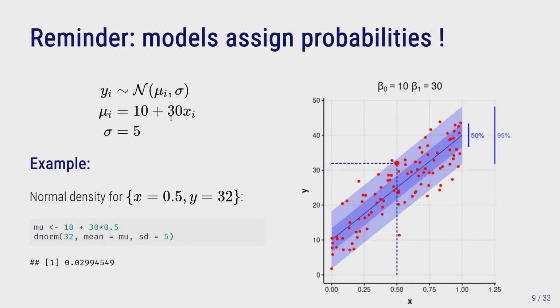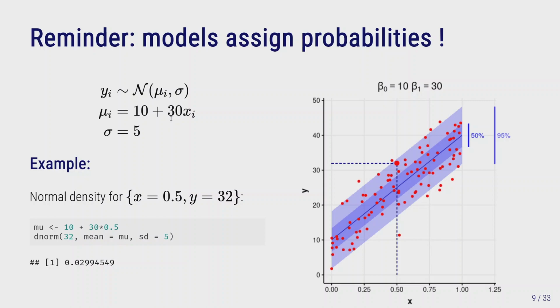So just to make this point clear, take again this model here. And as any statistical model, it assigns actually a probability value to each point. So for example, take this point. This point is the point with x value of 0.5 and the y value of 32. So what's the probability density? What's the value of the normal probability density that this model assigns to this specific point?